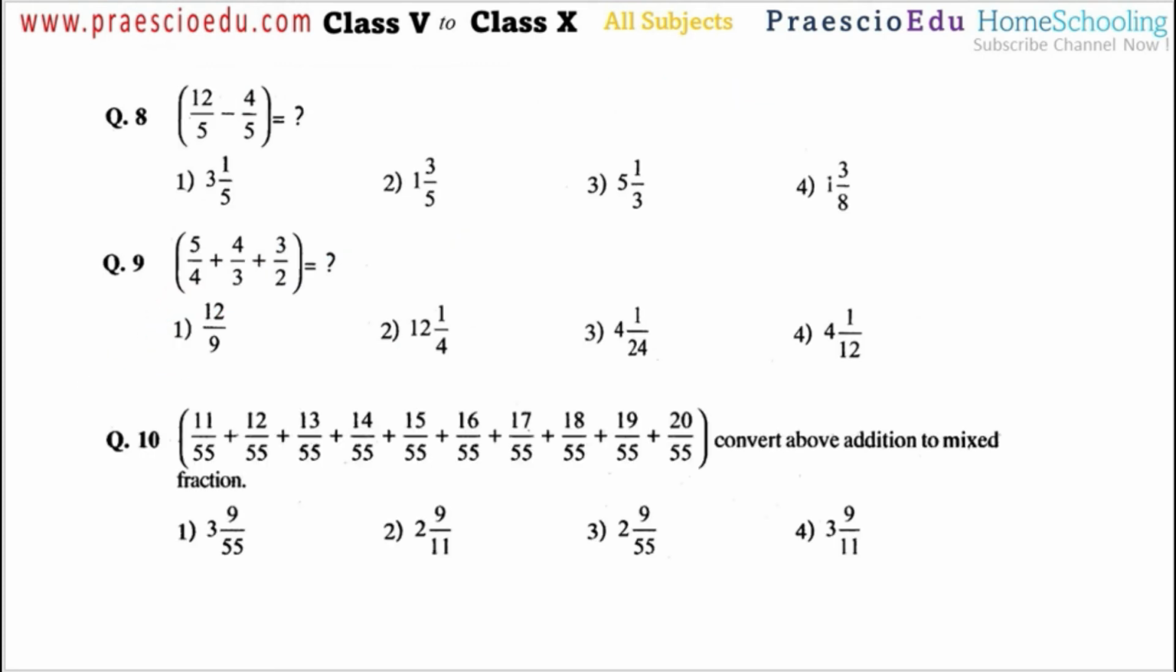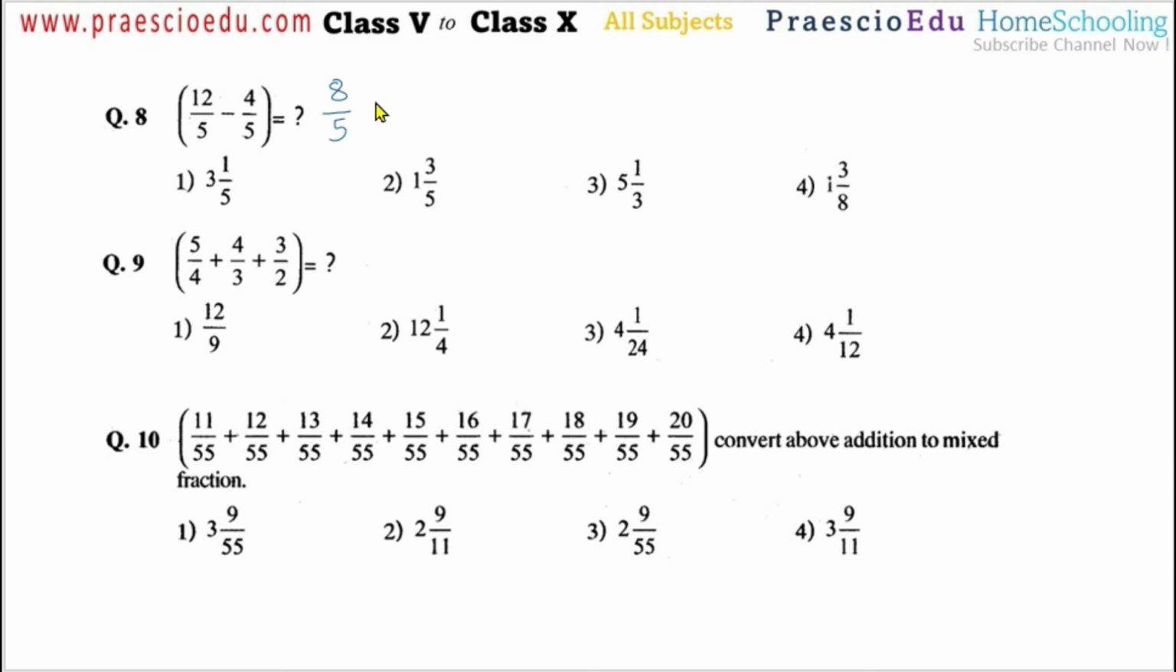Now question number 8, in a bracket 12 upon 5 minus 4 by 5. So here both the denominators are the same, which is 5. So we will keep this number the same, and directly we will make the subtraction. So 12 minus 4 means 8. So 8 upon 5.